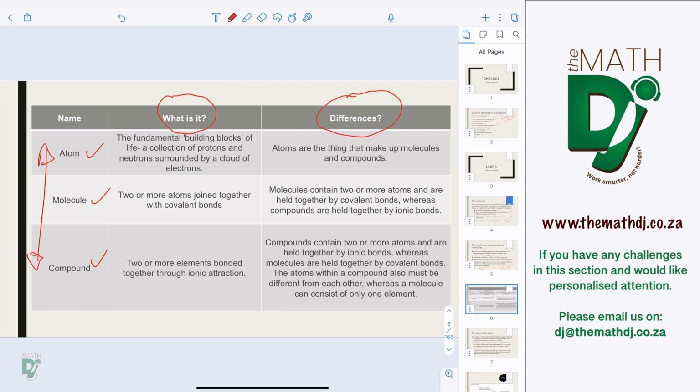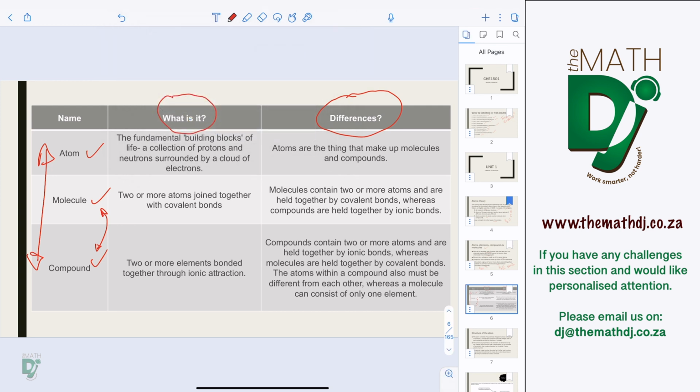So for an atom, the definition is fundamental building blocks of life, a collection of protons and neutrons surrounded by a cloud of electrons. So this is another alternative definition. Then the difference: atoms are the things that make up molecules and compounds. Atoms are constituted in these, because these use atoms to form a molecule or compound.